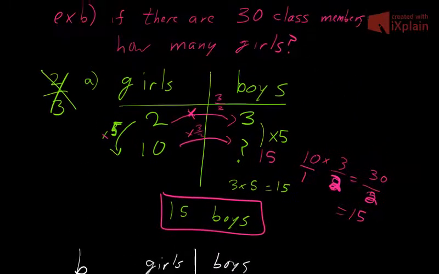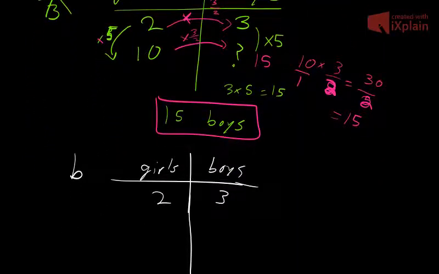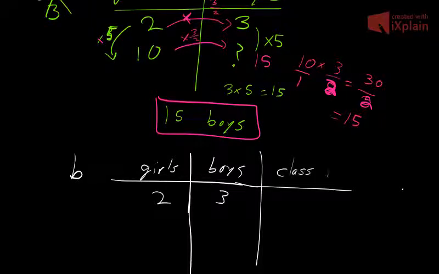But then this asks something weird. It says there's 30 class members. So I'm actually going to make a 3rd column here for class members. And for part B, there's going to be 30 of them. So if I have a class with 2 girls and 3 boys, how many class members do I have? Well, there's going to be 5 class members in that class. So when I was given that first ratio of 2 to 3, I was given 3 different numbers, because I know if there's 2 girls and 3 boys, there's 5 total people.